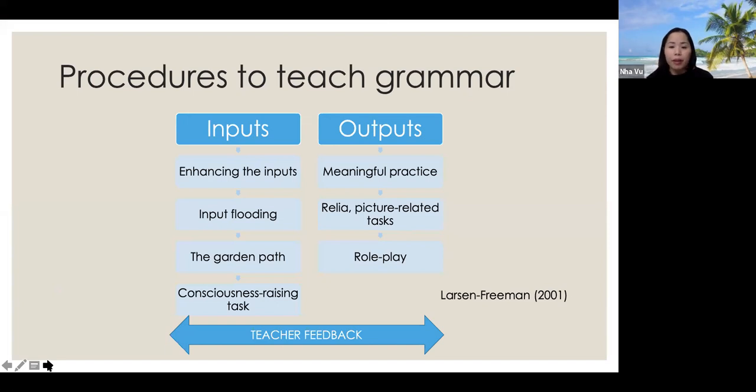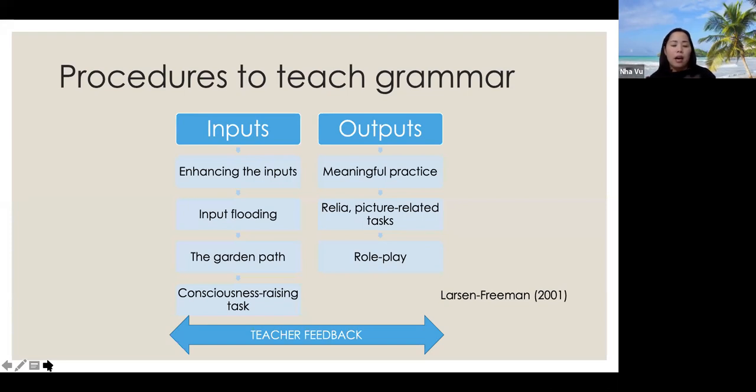Larsen-Freeman proposed the steps to use functional grammar. That means we introduce students to communicative situations. In some situations like listening or reading, we take the input in, and in other situations like speaking or writing, it is output production.